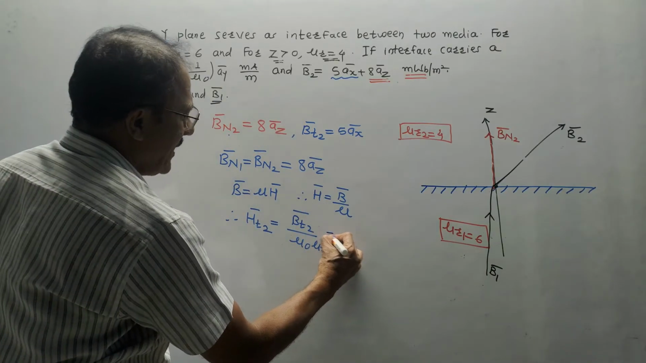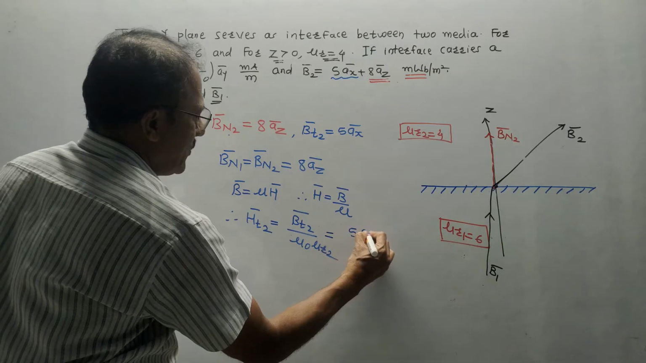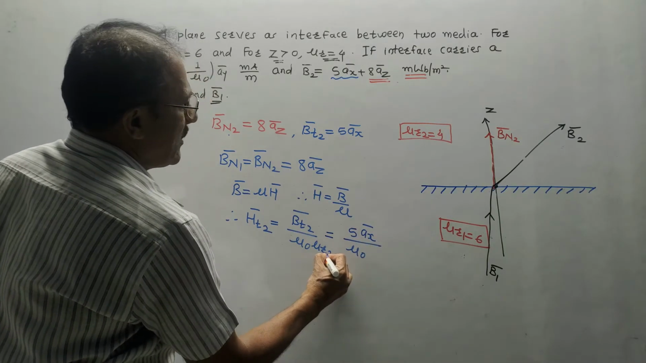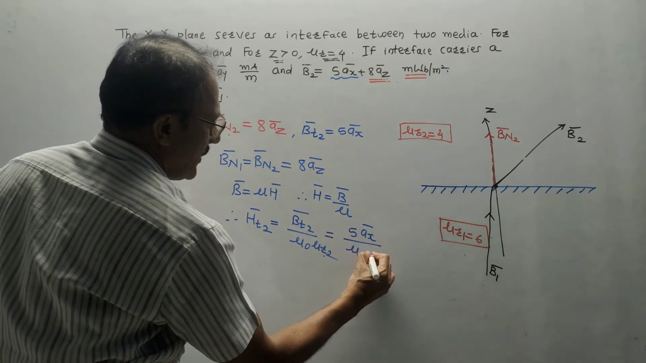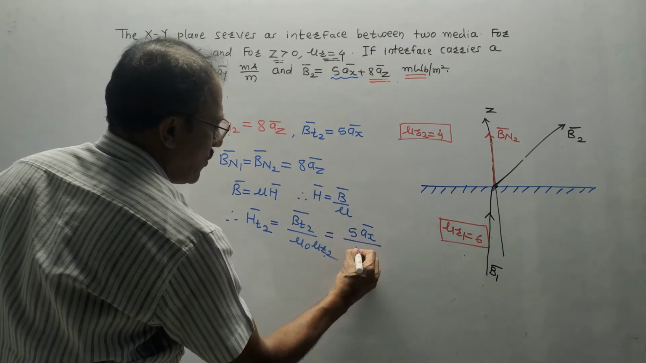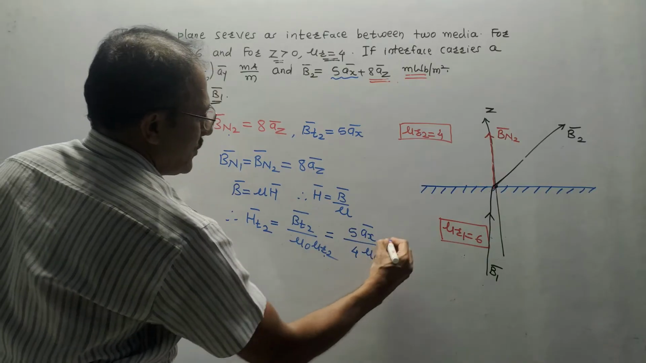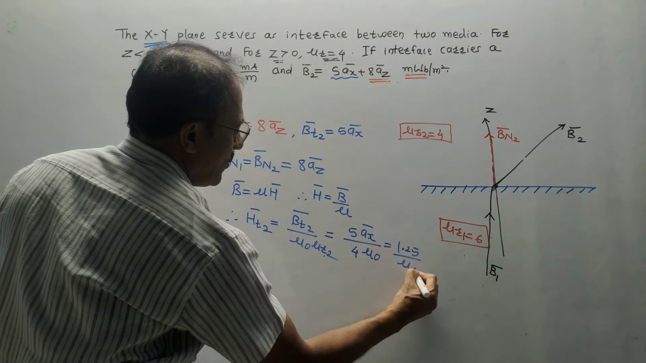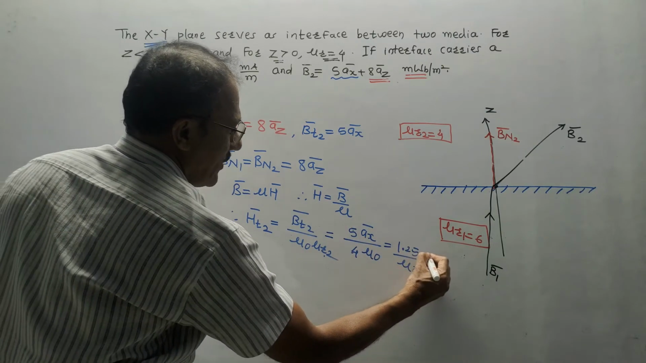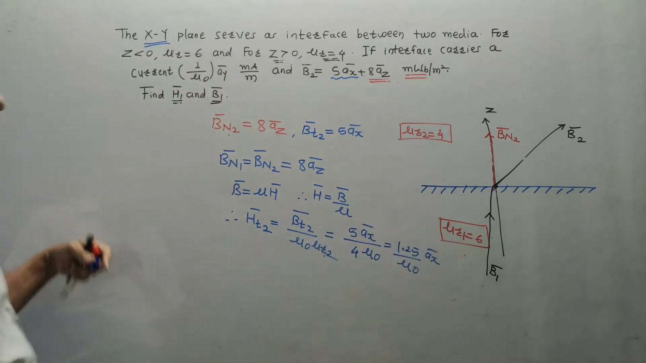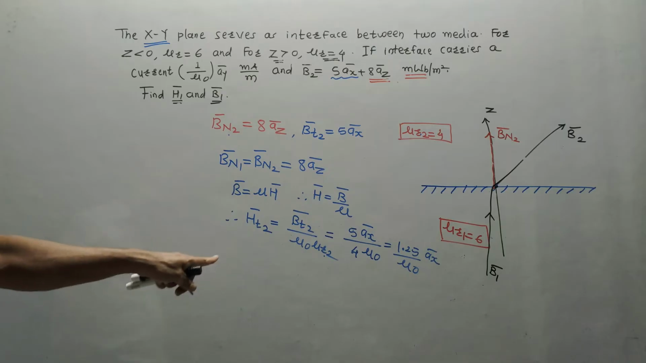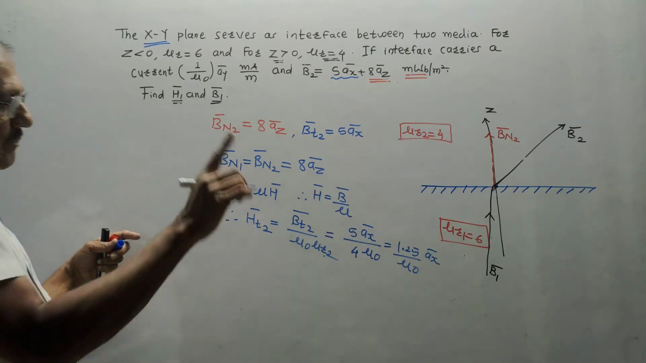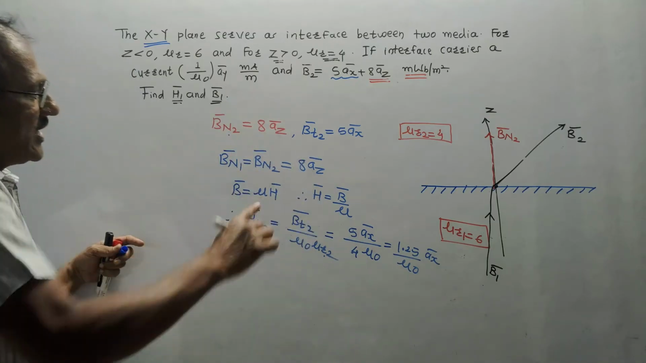So simply put the values. Bt2 bar is 5 ax bar upon, I am keeping mu 0 as it is, mu r2 value is 4, so it is 4 mu 0. So it is 1.25 upon mu 0, since 5 by 4 is 1.25, into ax bar. This is the value of Ht2 bar. But I need H1 bar, that means I need the values of Ht1 bar and Hn1 bar.